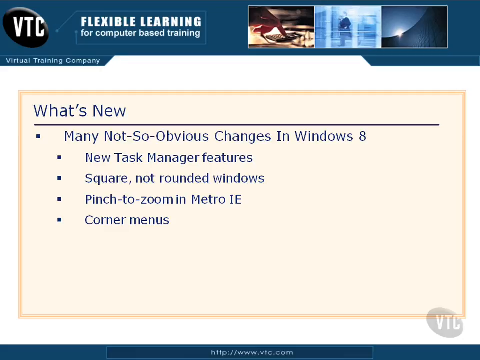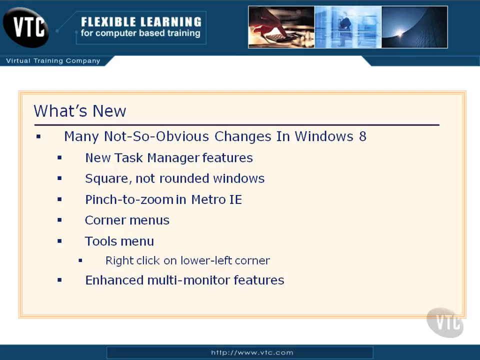Corner menus, we'll talk about those as we go. They're not obvious, but they're really neat. The tools menu, this is a really neat thing. We'll see it, and you just right click on the lower left corner to see tools show up. And then enhanced multi-monitor features. This one's really nice. If you've ever worked on the Apple platform, you can set different desktops on different monitors, you can show the taskbar on both monitors and all that. It's just really, really neat stuff. And then there's quite a few technical architectural enhancements, especially in some of the business and enterprise versions. So lots going on in Windows 8, and we're going to dig into all of these and some more as we go through the course here.